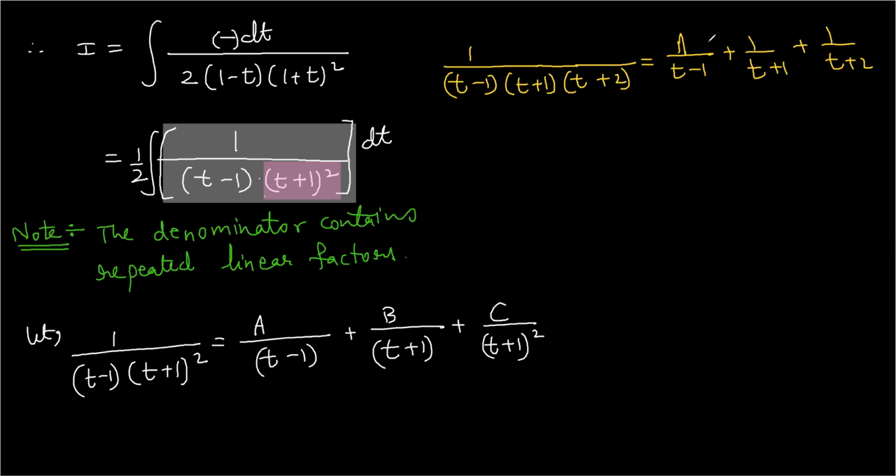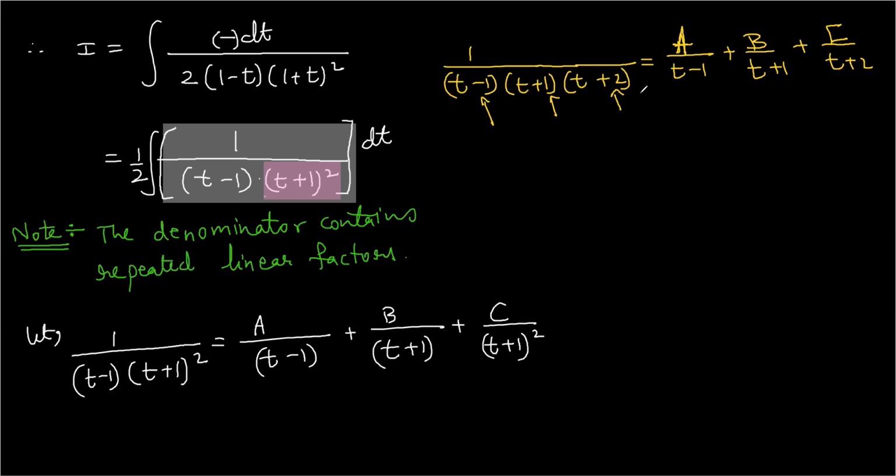I'm sorry, a upon, b upon and c upon. What would I have done? I would have assumed the constants to be a, b and c, and then under A, I write one factor, under B, I write this, and under C, in the denominator of C, I write t plus 2.